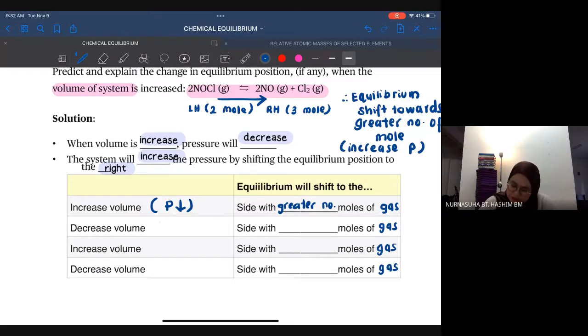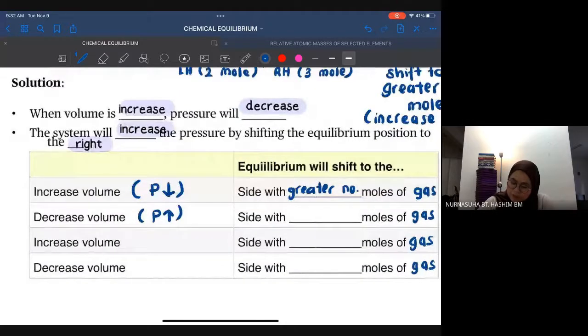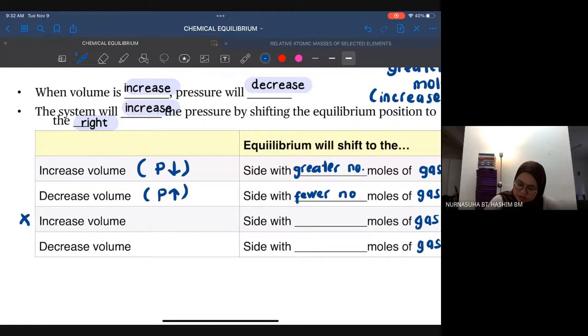Okay, kalau kita decrease the volume, kalau kita kurangkan volume, pressure makin bertambah, betul tak? So kalau pressure bertambah, kita akan shift the equilibrium towards fewer number of mole of gas. So kalau pressure bertambah, kita kena kurangkan pressure tu. So yang ni repeat saja, sama je dekat atas tu.